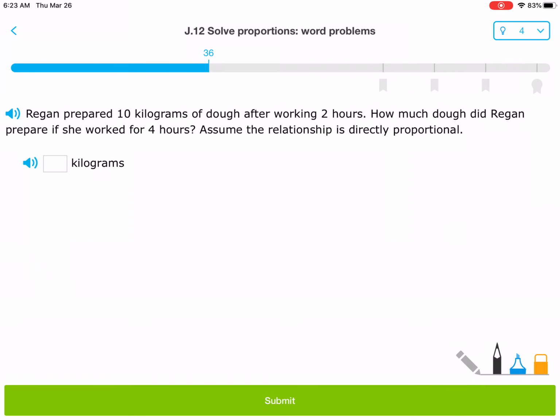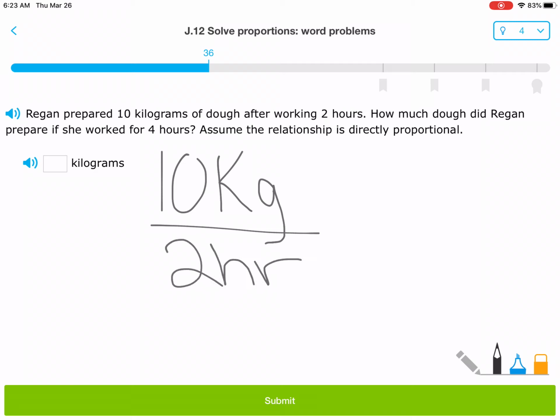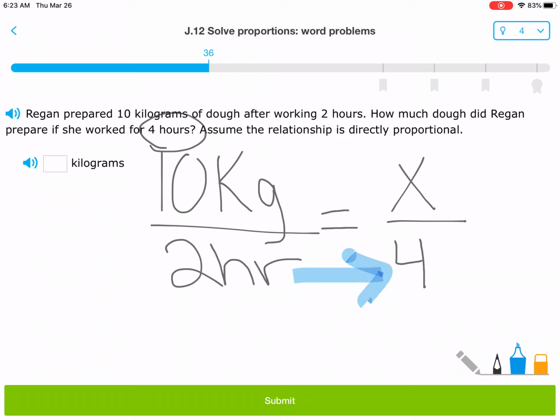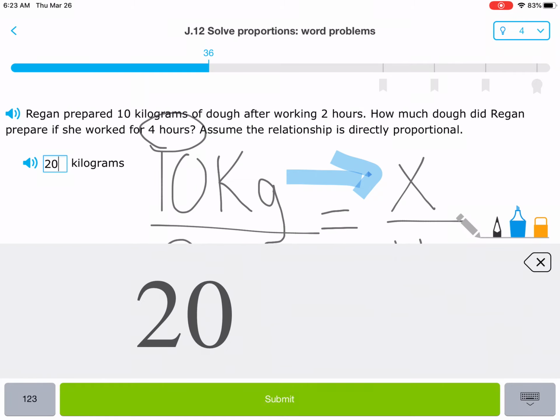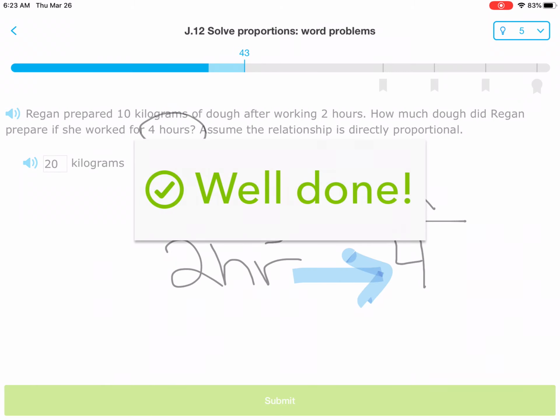Reagan prepared 10 kilograms of dough after working for 2 hours. So 10 kilograms of dough after 2 hours. How much dough did Reagan prepare if she worked 4 hours? So where are the hours going to go? On the bottom. And this one you might be able to look at and say, well, from 2 hours to 4 hours, she just doubled her time. 2 times 2 is 4, right? So 10 times 2 is 20. So sometimes you don't have to use the cross multiplication process to solve. You can just use your brain.